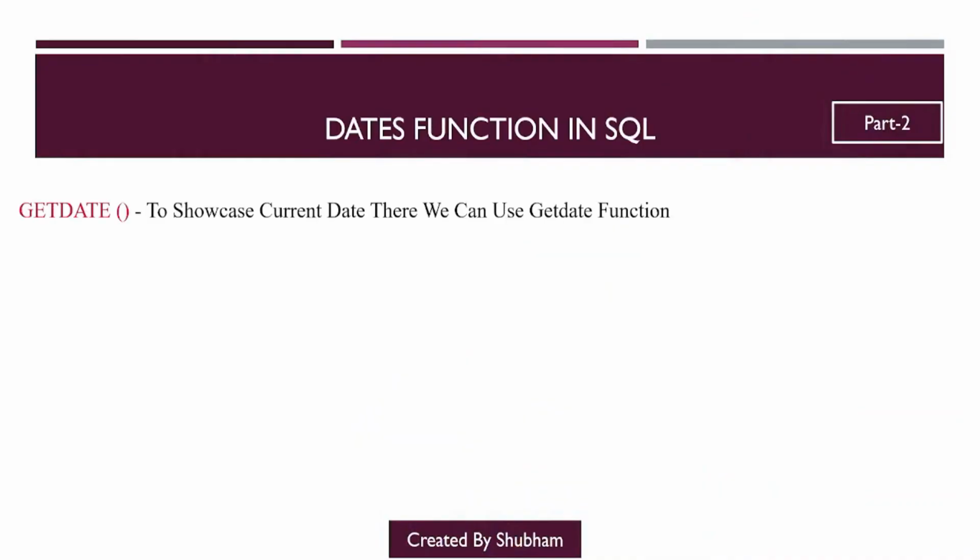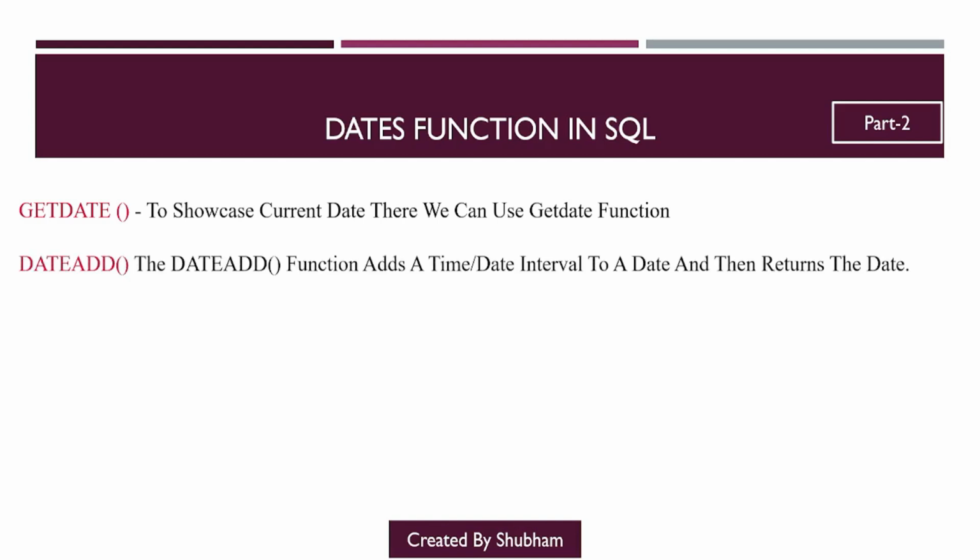So here are some date functions guys which we are going to cover in today's tutorial. The first function is getDate. GetDate shows the current date. The next function is dateAdd. This same function guys you have already seen in Power BI where we can compare day over day, month over month, week over week and so on. In a similar way guys, we can also use the dateAdd function in SQL. This function adds a time or date interval to a date and then returns the date.